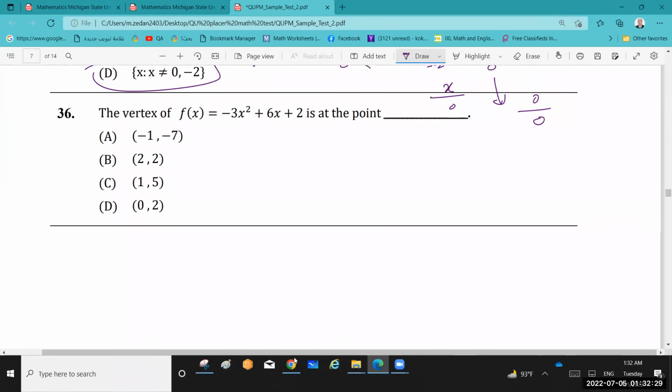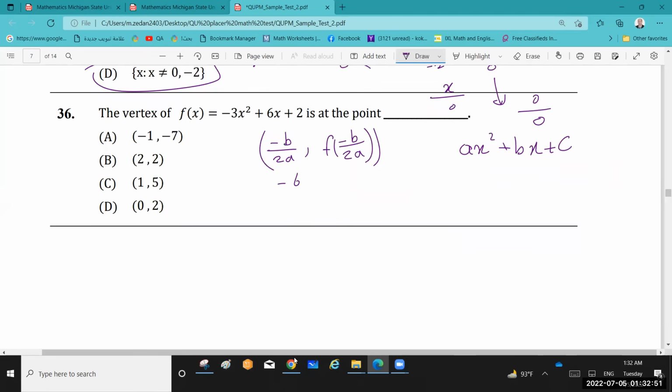36, the vertex of the function, very easy: negative b over 2a and f of negative b over 2a. This is the vertex of the quadratic function, ax squared plus bx plus c. Okay, substitute now. So negative b, negative 6 over 2a, 2 times negative 3. Okay, negative 6 over negative 6 is equal to 1. This is the vertex. This is only a point, start with 1. No need to calculate the y value. Okay.